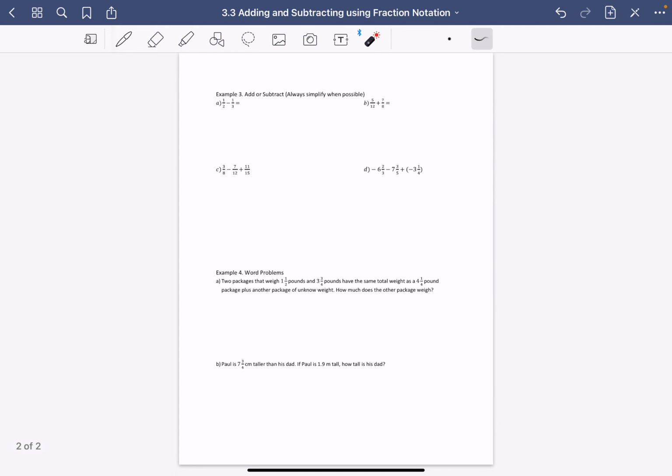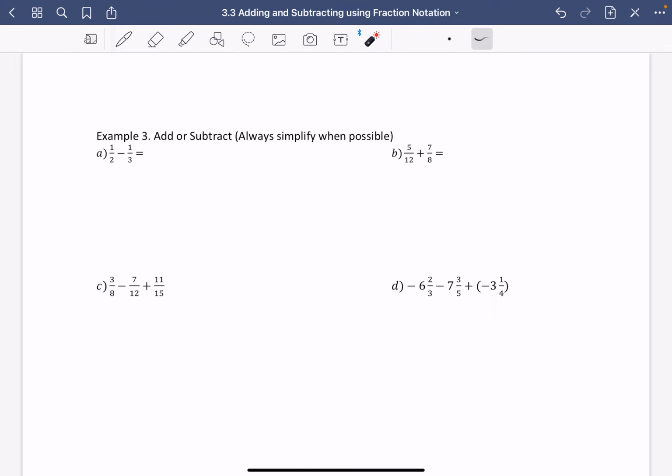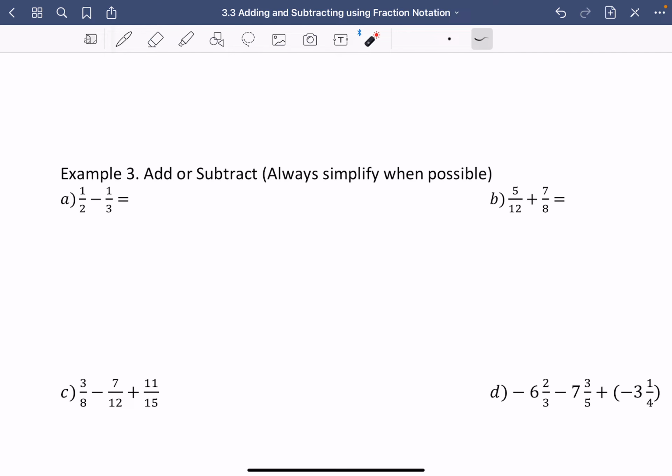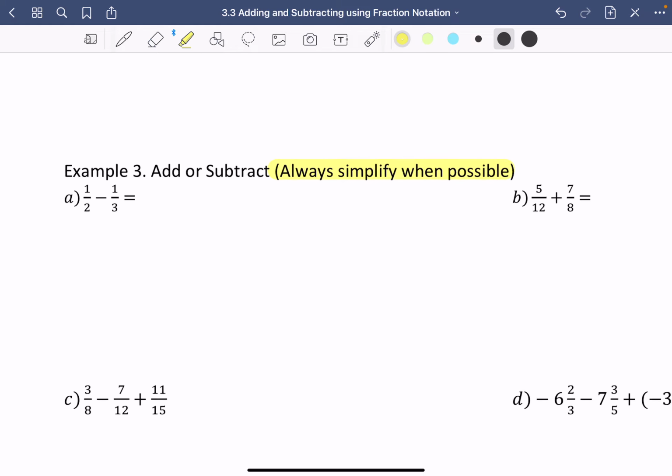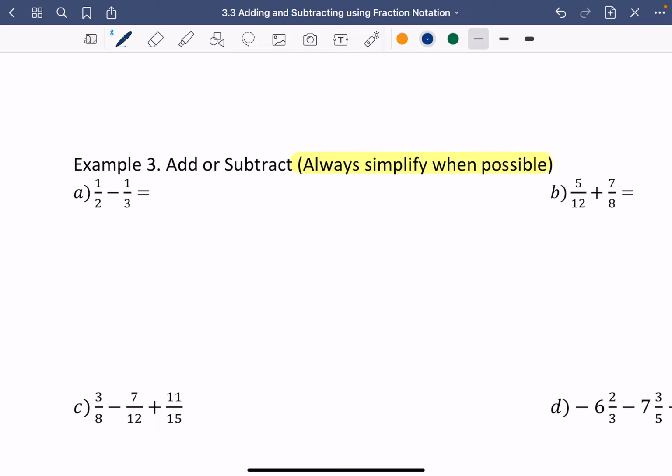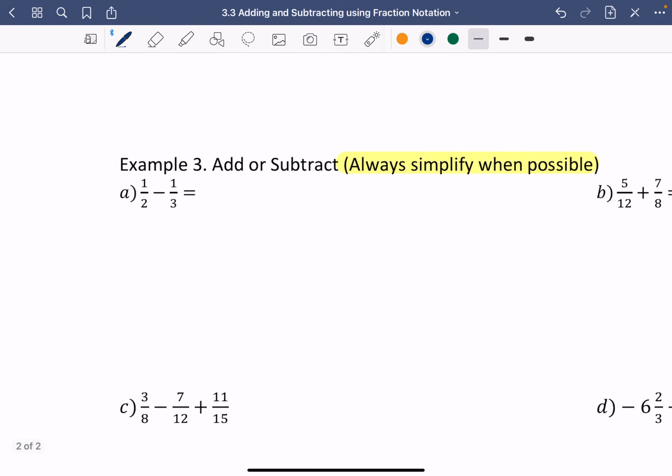Okay, so let's move on. Example number 3 is to add or subtract fractions. Whenever you're working with fractions, you will always need to simplify them if possible. To add or subtract fractions, they have to have the same denominator. So to do that, we need to find the lowest common denominator. And the lowest common denominator for part A will be just 6.